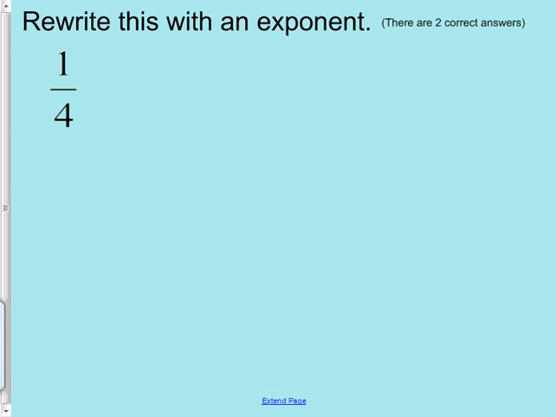Okay, on to the next one. That can be written as something to the something. And no, you can't cheat by saying 1/4 to the 1.